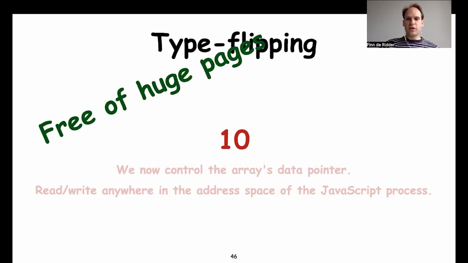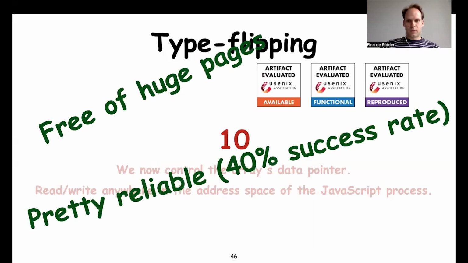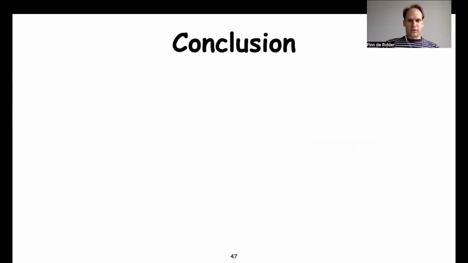And this attack is free of huge pages. Remember, in the first few steps, we're doing this allocator exhaustion, and it's pretty reliable. So the success rate is 40%. And when it does not work, it's usually because we have too many bit flips and we corrupt something that we should not corrupt, and then we segfault. The artifact, again, is available, and I highly encourage you to have a look, and it should also work, so you can run the attack yourself.